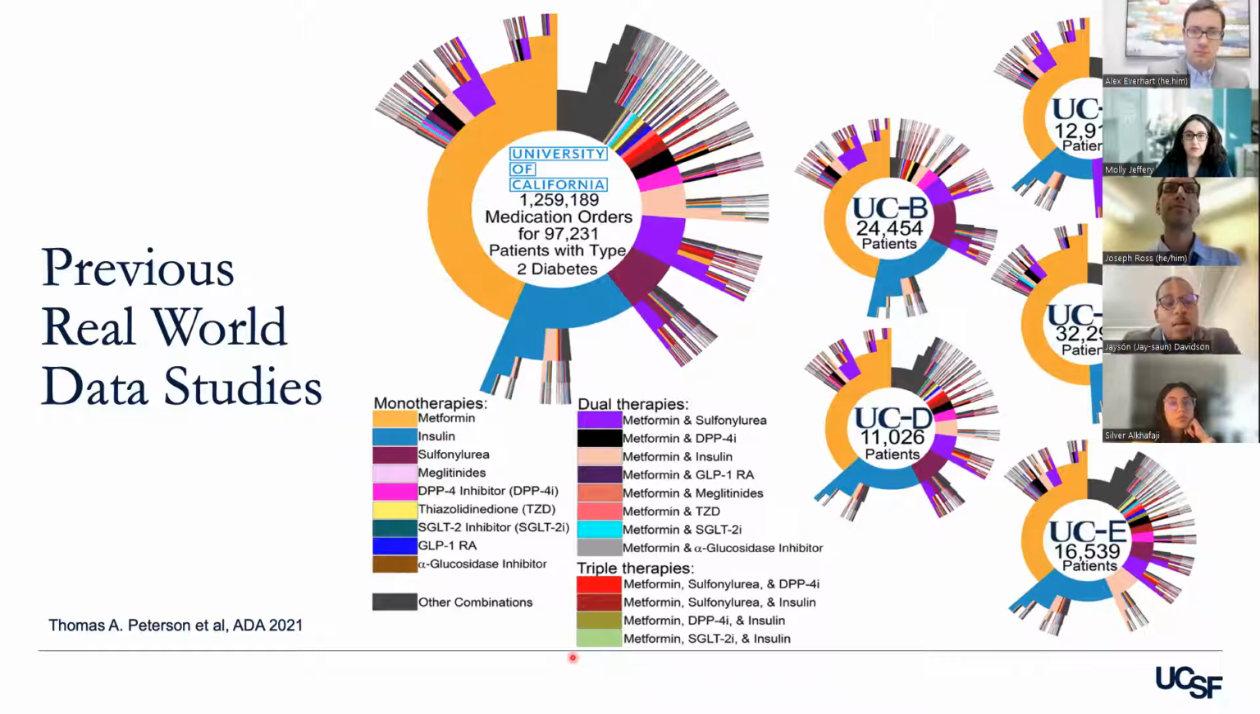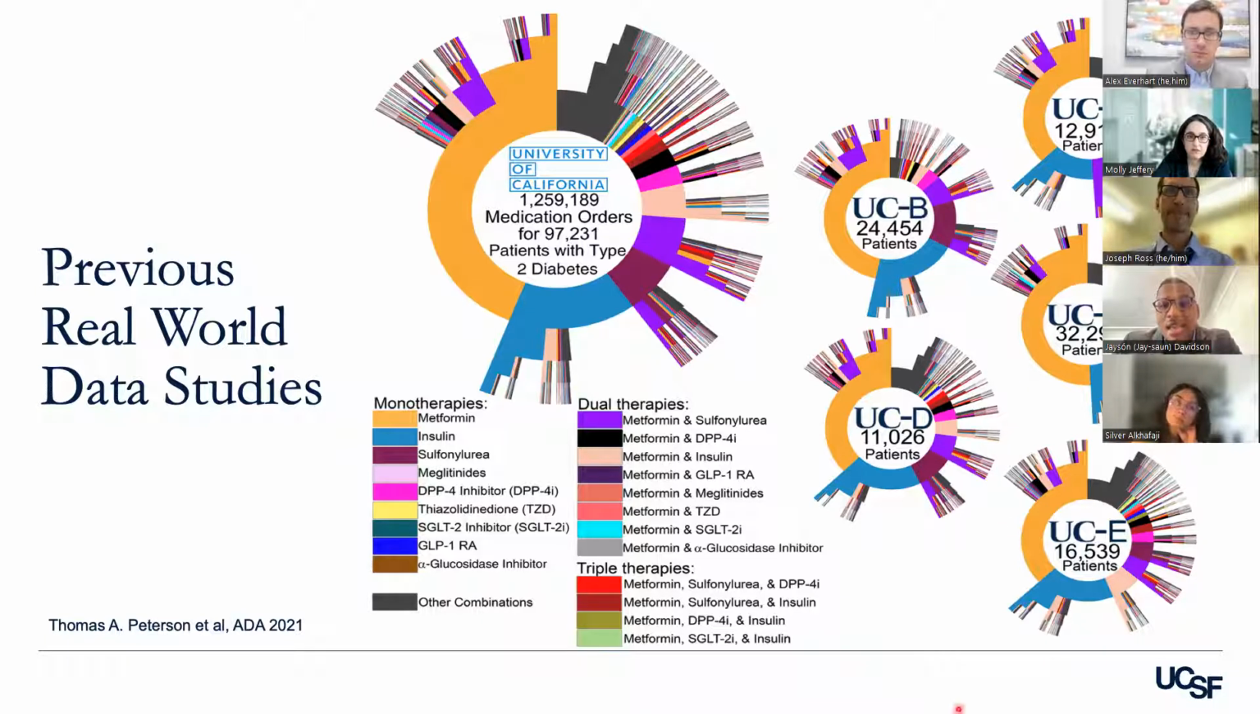In this figure by a former member of the Butte lab, which I'm in now, Thomas Peterson did a study on the differences of treatment distribution on monotherapies between type 2 diabetes drug classes: metformin, insulin, sulfonylurea, meglitides, DPP4s, SGLT2s, GLP-1s, and the dual and triple therapies. It shows the variations of treatment distribution amongst patients across the UC health system.